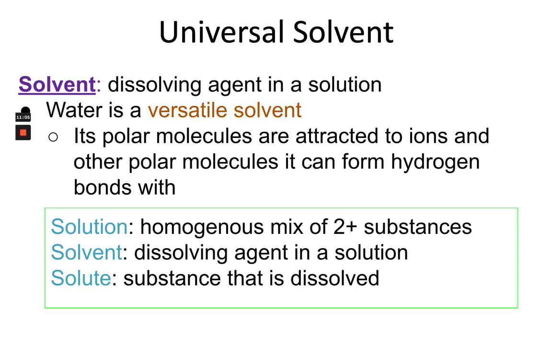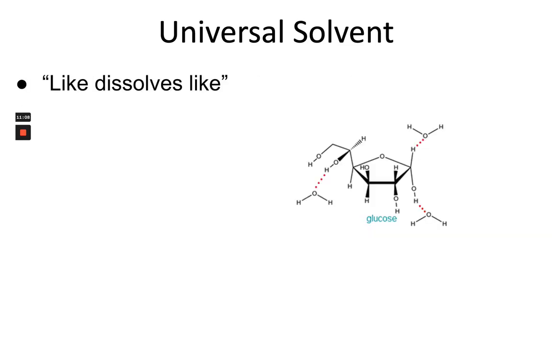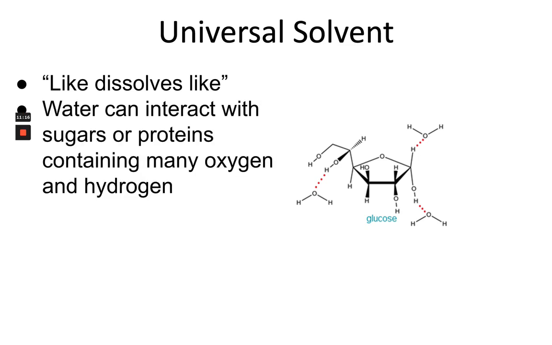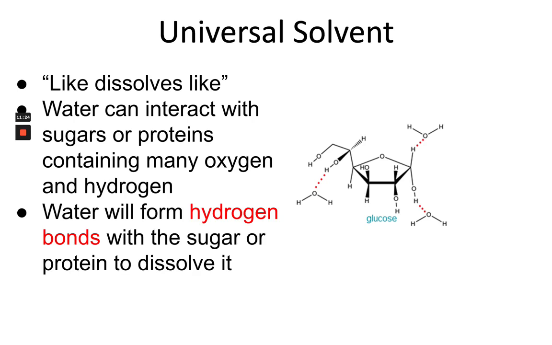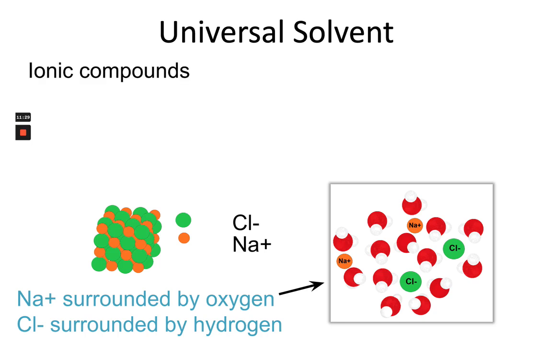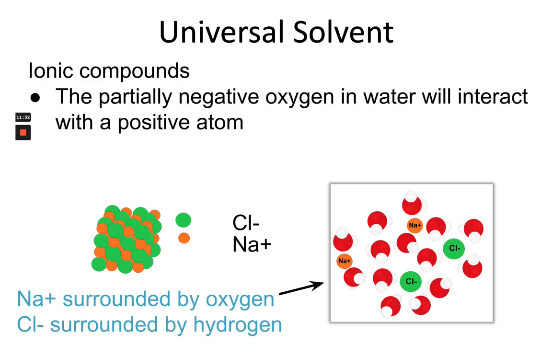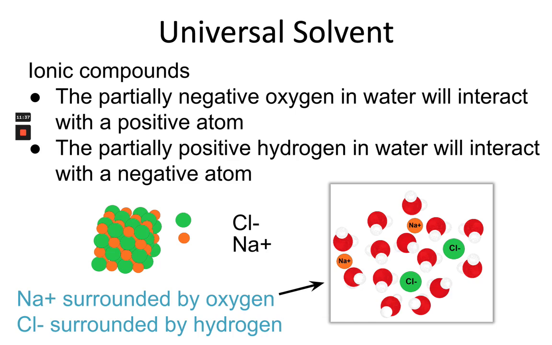So if we look at this, like dissolves like, so that's why there has to be a charge. It's either ions or polar molecules. Water can interact with sugars and proteins that have lots of oxygen and hydrogen. Water forms hydrogen bonds with the sugar or the protein, and that dissolves it. With ionic compounds, it's a similar process, but the partially negative oxygen in water interacts with the positive side of the ion's atom. The partially positive hydrogen interacts with the negative. And so that's how ions are dissolved.